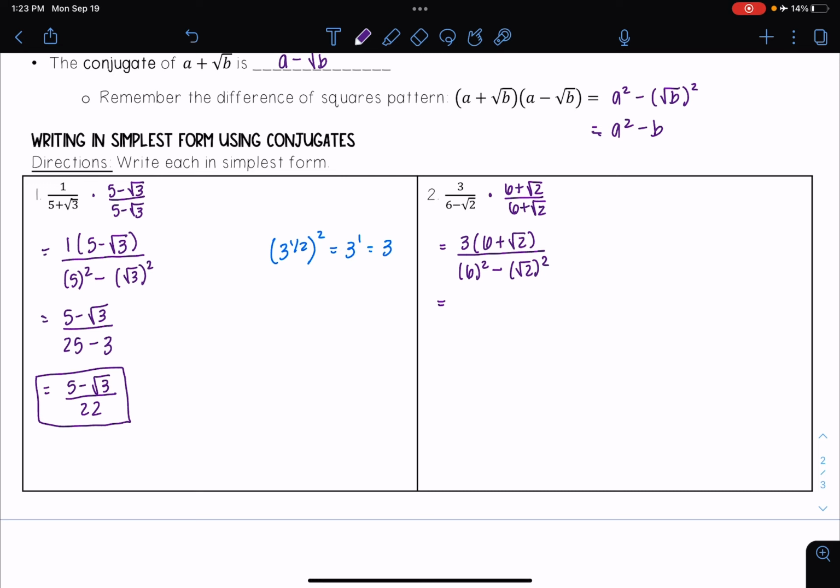On that top, I need to distribute that 3, so 3 times 6, I get 18. And 3 times square root of 2, I get 3 square root 2. Over 6 squared, I get 36, minus square root of 2 squared, I get 2. And so this is going to become 18 plus 3 square root of 2 all over 34.